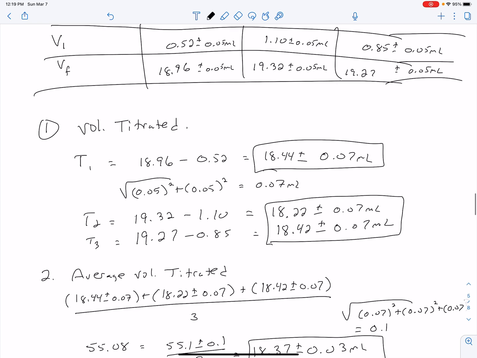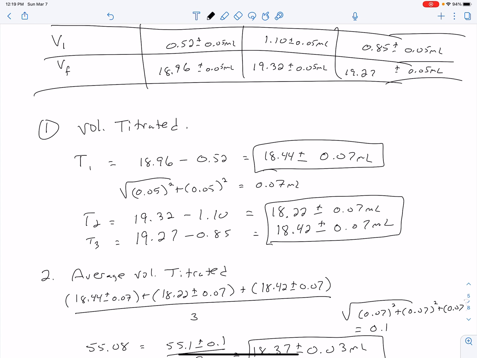To find the volume titrated, remember when you're doing this in your calculations, you're going to show me number 1, the word equation, and then number 2, you're going to show me the actual numbers. I'm just showing you the numbers. You'll just plug in your data and then work from there.